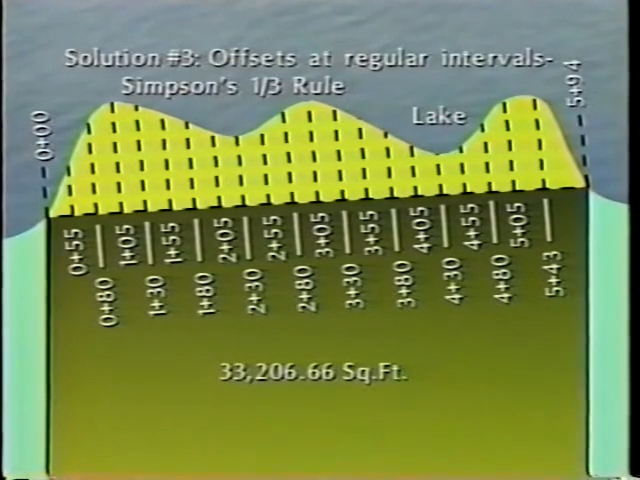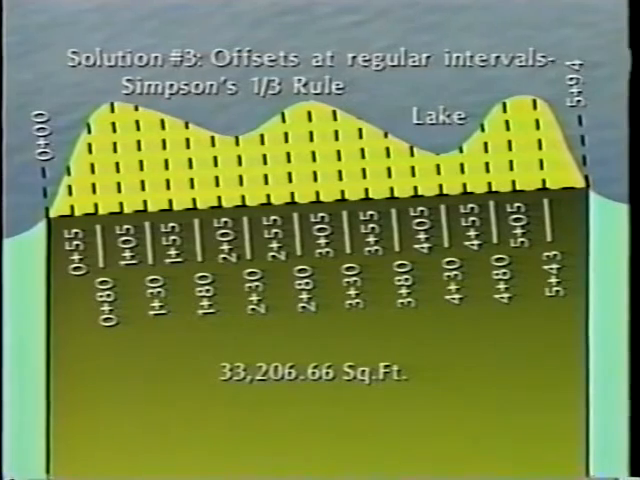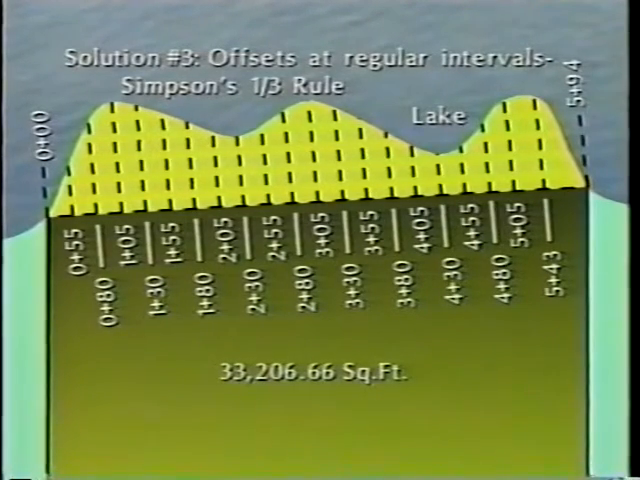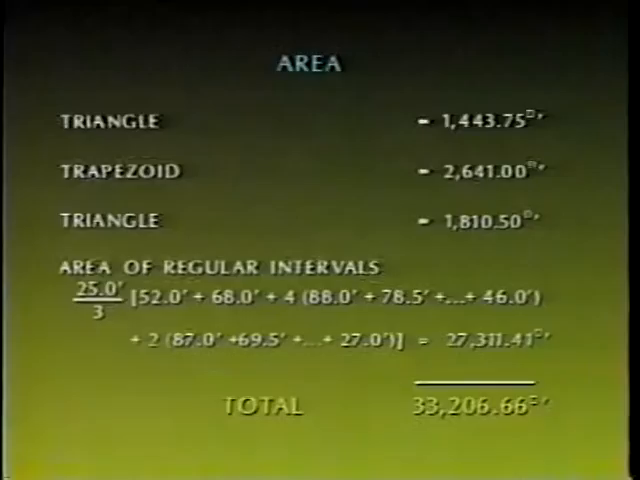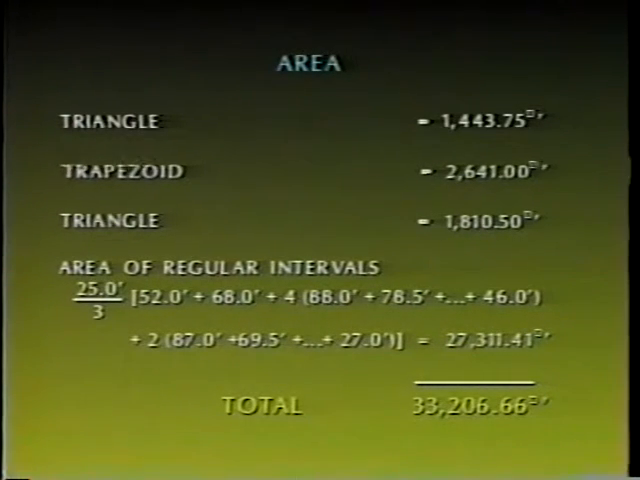Well, how did it go? I got 33,206.66 square feet. Let's review the formula and plug in the values in their proper niches. Refer to the formula in your workbook. S/3, where S equals the regular interval, or 25 feet.